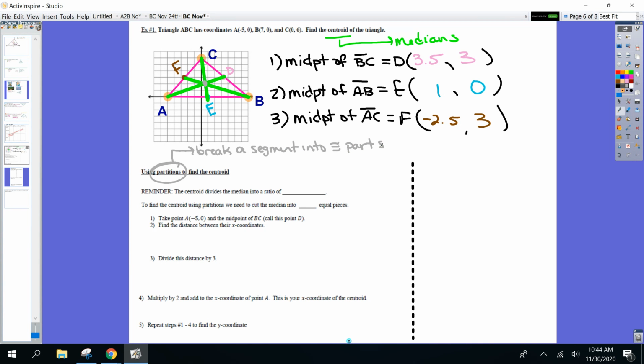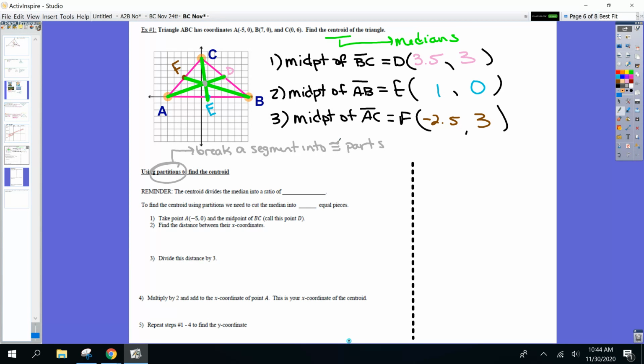How many congruent parts? Depends on what we need. But we're going to use a method called partitioning today, not only to find the centroid, but to find some other points as well by breaking a segment into a certain amount of congruent parts. All right? So let's do it for this example here. Let's actually find what the centroid is algebraically.